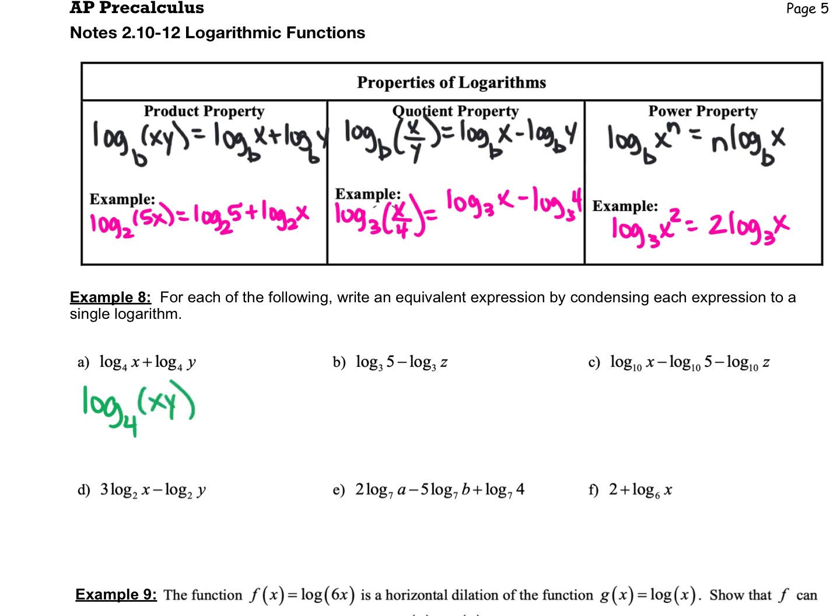X times y. Yep. Okay, not intended to be super difficult. That's what we would do. Okay, we could put them together as multiplication. What about the second one? Log base 3 of 5 minus log base 3 of z.